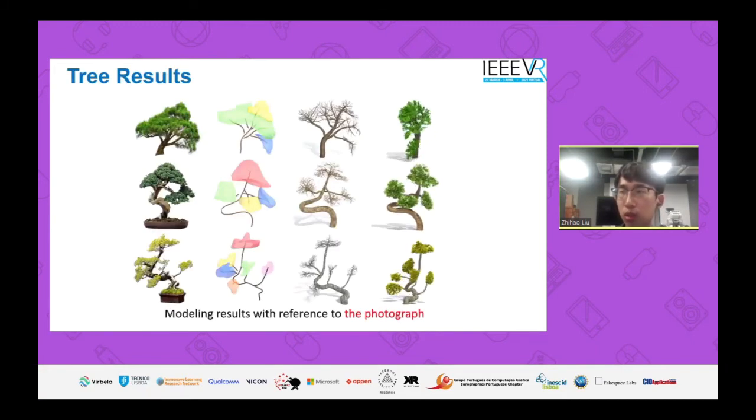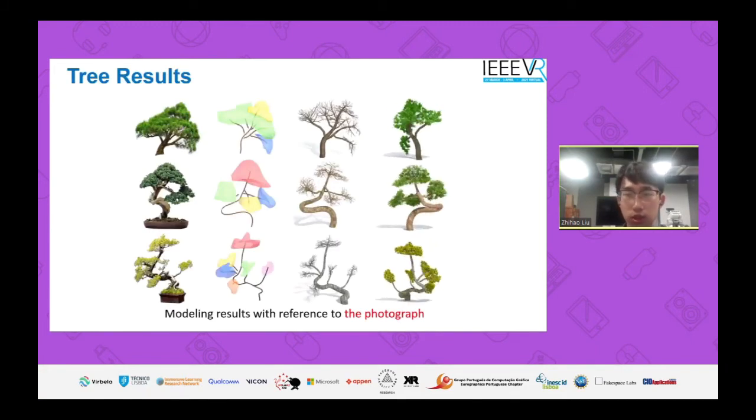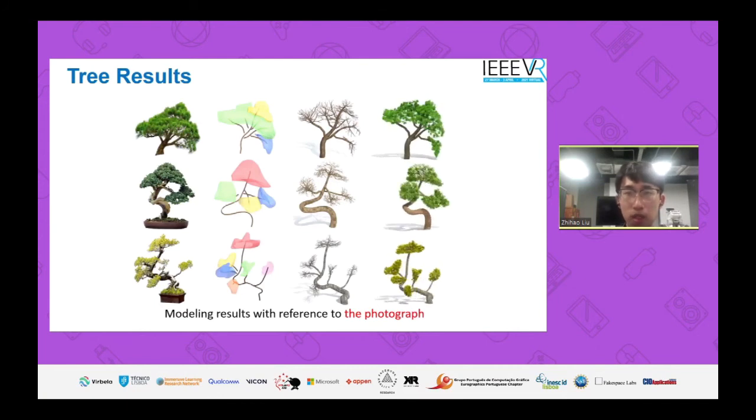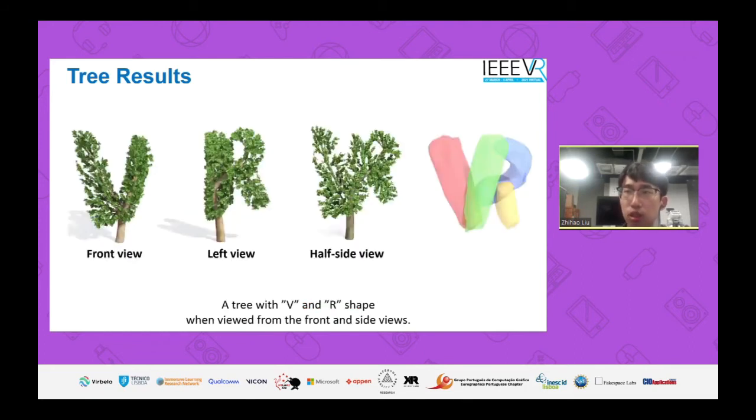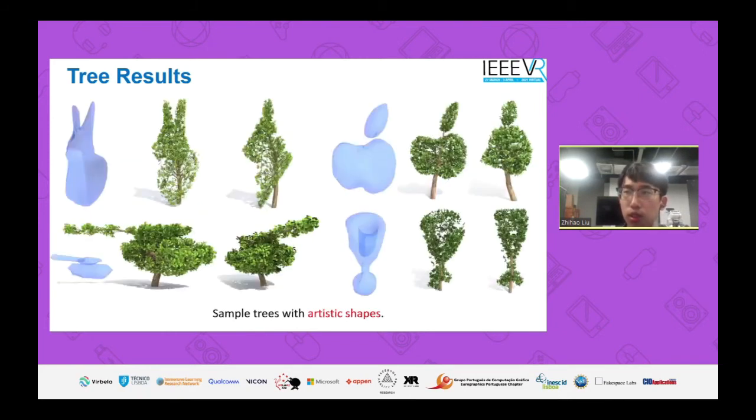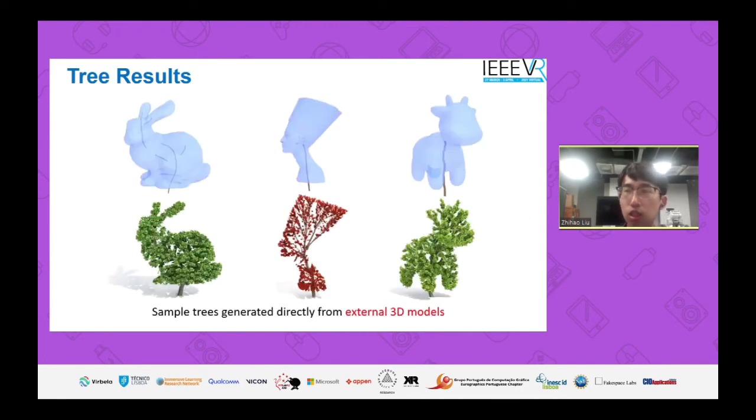We show several modeling results according to several real trees. And the user can also freely place lobes to explore more designs. Here are 2 swan-shaped trees flapping their wings to different angles. And the user can even design a tree targeted to letters V and R at the same time. And here are more tree models with artistic shapes. And additionally, we also provide an option for users to get trees directly from external 3D models.